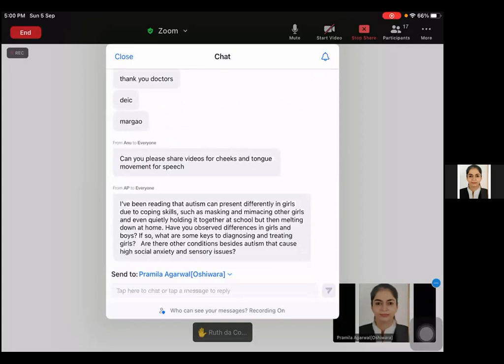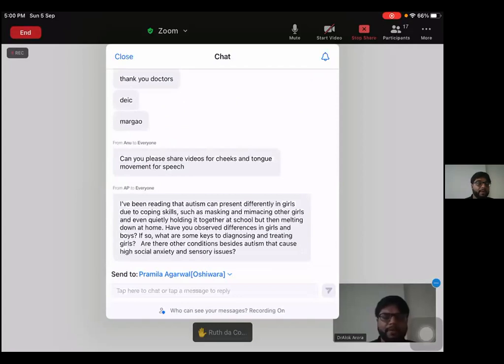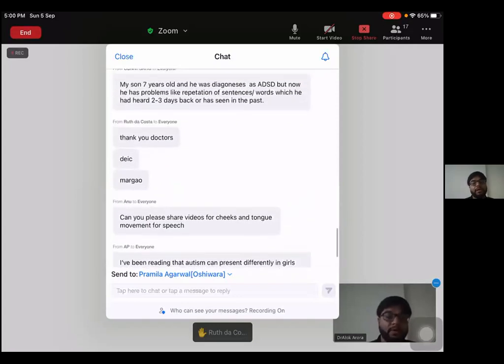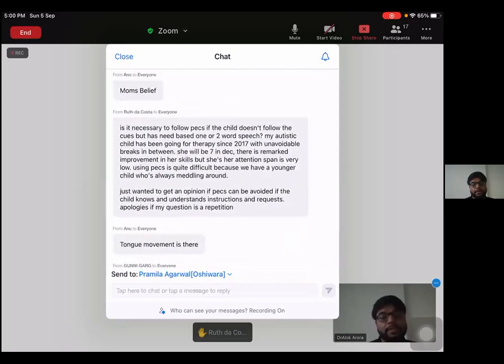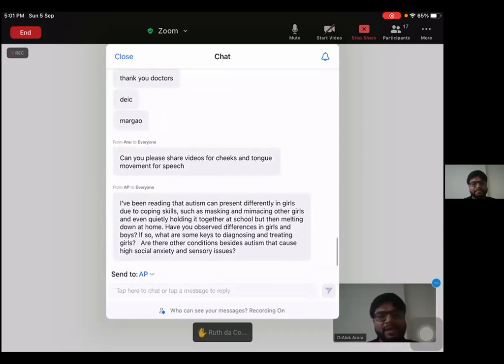I hope this helps. I completely agree with Pramila ma'am that yes, we need to go for a formal assessment, and only then can we comment on this. Labeling a child should be the last thing to do. Without a proper assessment, we cannot say anything here.